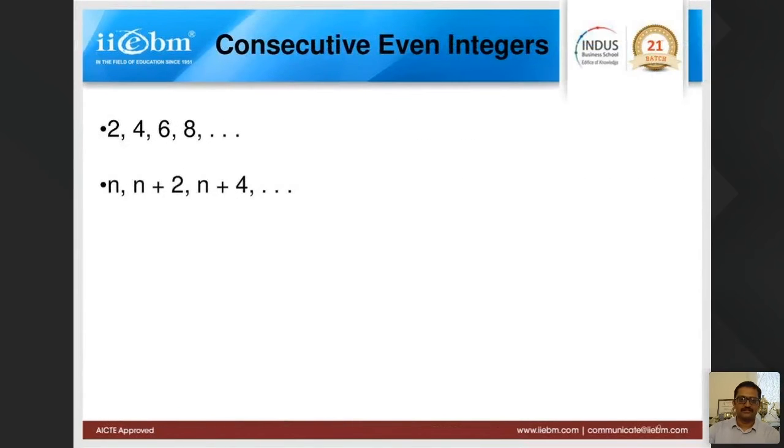Then we have consecutive even integers. How do we get those even integers? If our n is even, that is 2, then 2, 4, 6, 8. How we come across this is, if we treat n as 2, then it automatically becomes n plus 2, n plus 4, n plus 6, n plus 8, n plus 10, which will give you consecutive even integers.